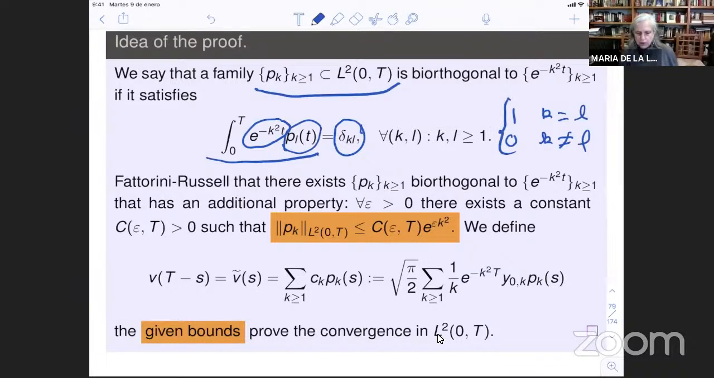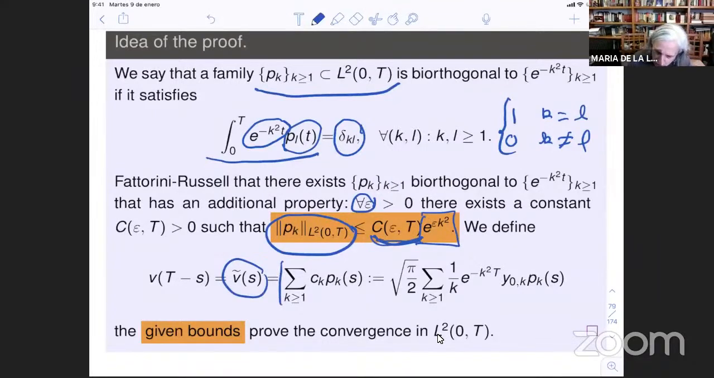Okay, so what Fattorini and Russell prove is that you can obtain this family, and moreover, you can exhibit a constant such that for every epsilon you can show that the norm of this family is less or equal than the constant times the exponential of epsilon times k squared. Then you can define your control in which way? Just the sum of ck.